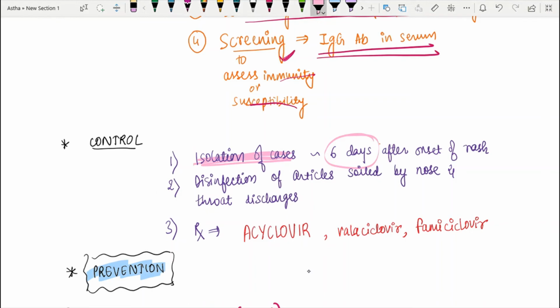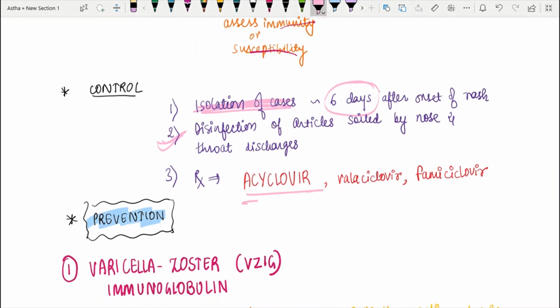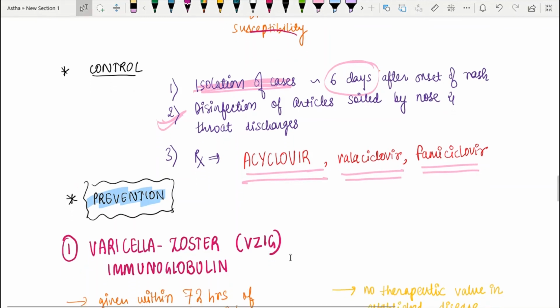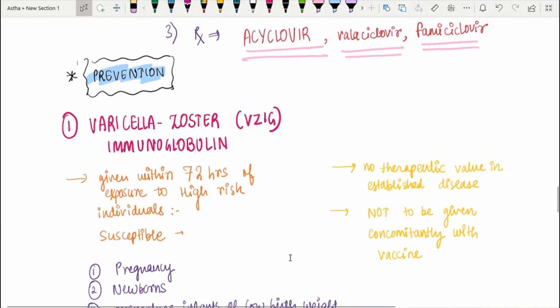Also, for control, we should disinfect all the articles which are soiled by the nose and throat discharge, which may still be having some sort of viruses. Fine. And apart from that, the treatment part: the most important drug is acyclovir, and other drugs like valacyclovir and famciclovir as well as foscarnet are preferred in adults, but the drug of choice is acyclovir.